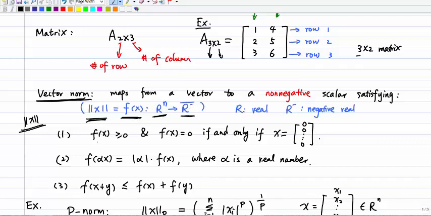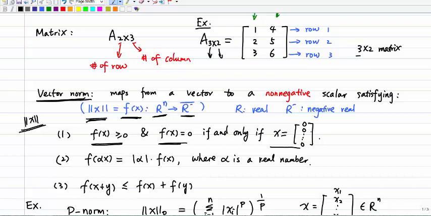The first property is that this norm is always non-negative, and this norm equals 0 if and only if the vector is 0, which means every entry in the vector is 0. Typically when we talk about the vector norm, we talk about a column vector, not a row vector. So the first property means it's non-negative, and it's 0 if and only if the vector itself is 0, meaning each entry of the vector is 0.